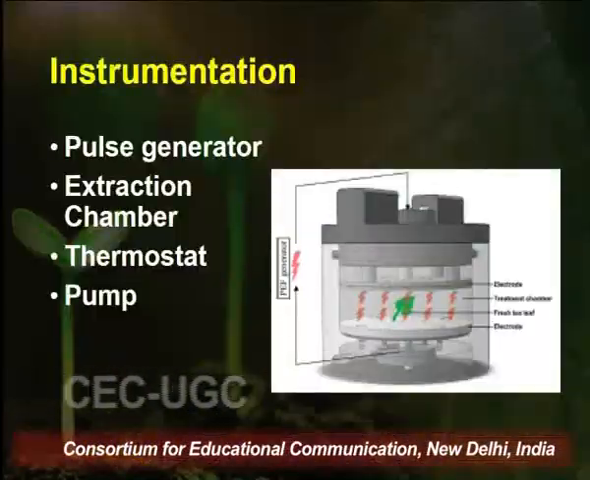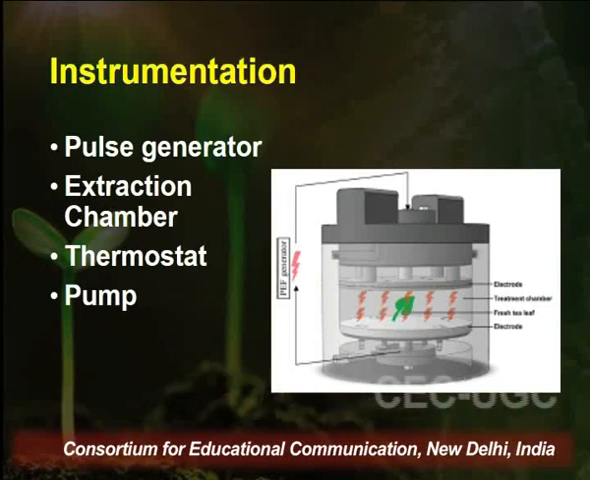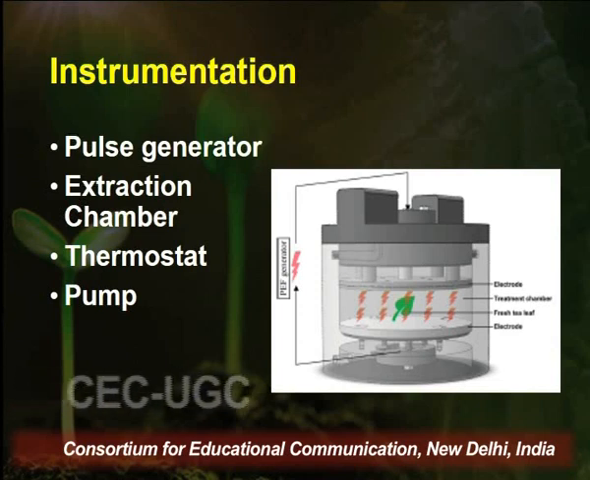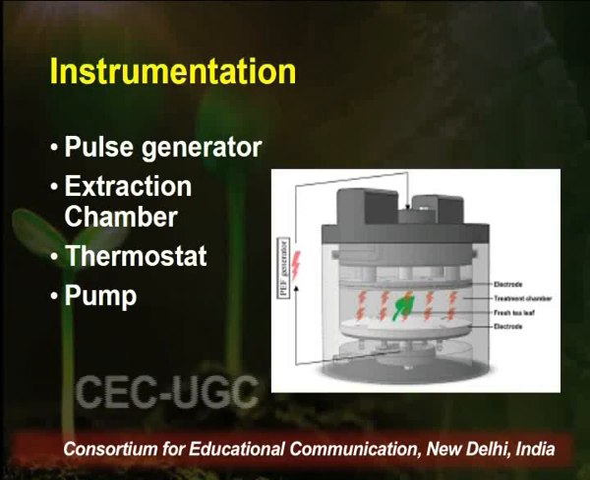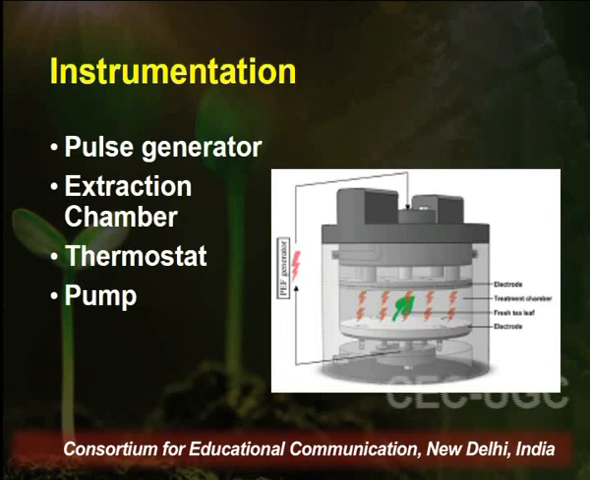Now we move on to the instrumentation of pulse electric field technology, and there are different components involved in carrying out this technique or in designing the equipment for it. First one is the pulse generator, which is considered the heart of the pulse electric field instrument, because it is responsible for the generation of the electric current pulses. Second is the extraction chamber. As the name indicates, here the plant material or the sample from which secondary metabolites have to be extracted is kept. Third is the thermostat, which is required to maintain the specified temperature. And fourth is the pump that is used to pump compressed air into the extraction chamber, thereby pressing the sample, which further enhances the extraction efficiency.